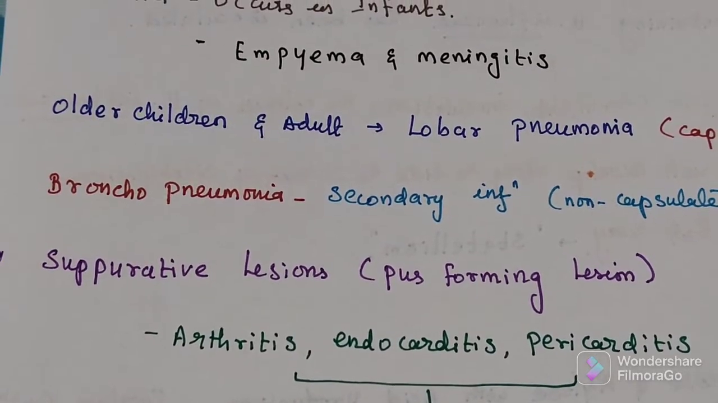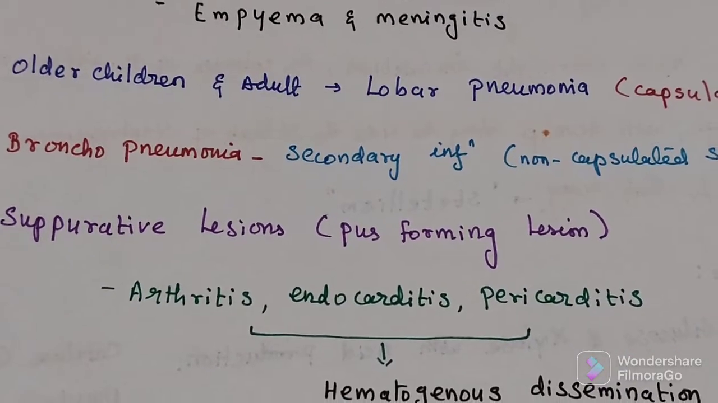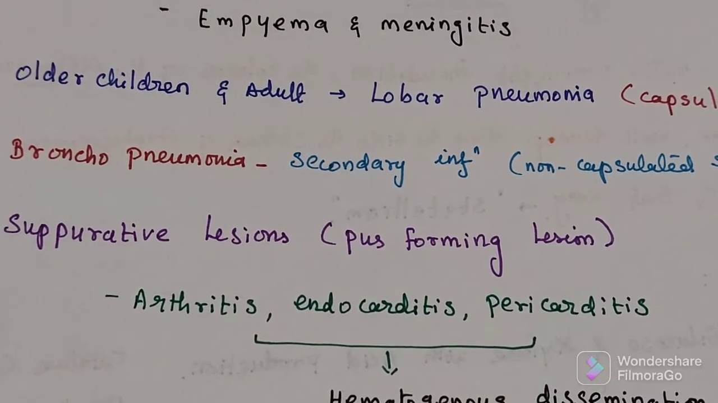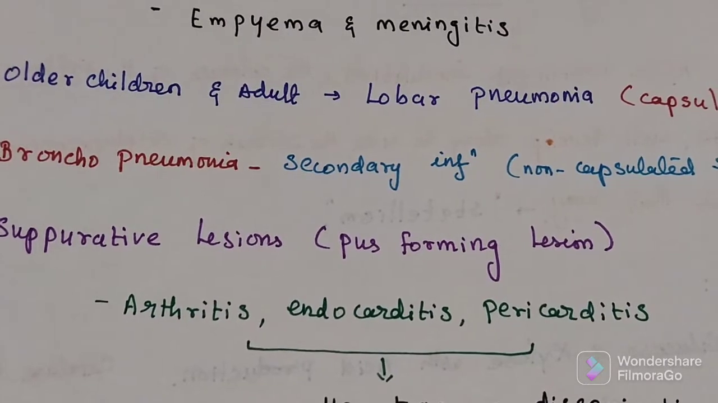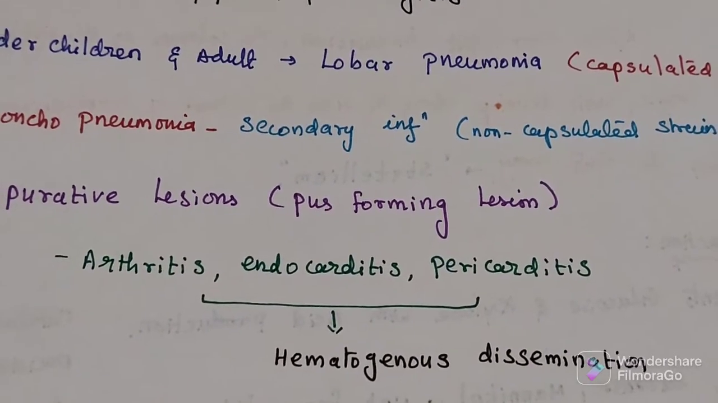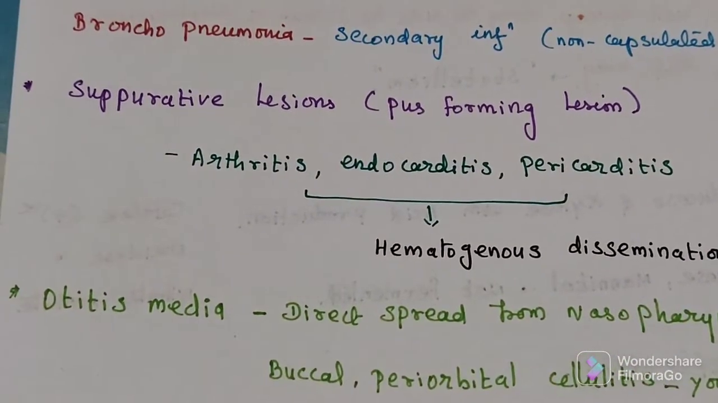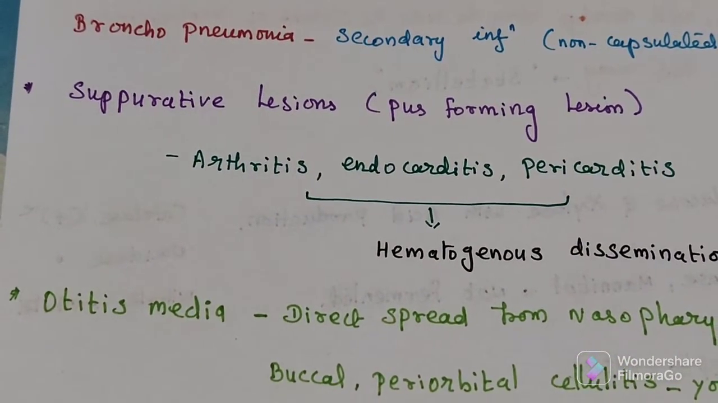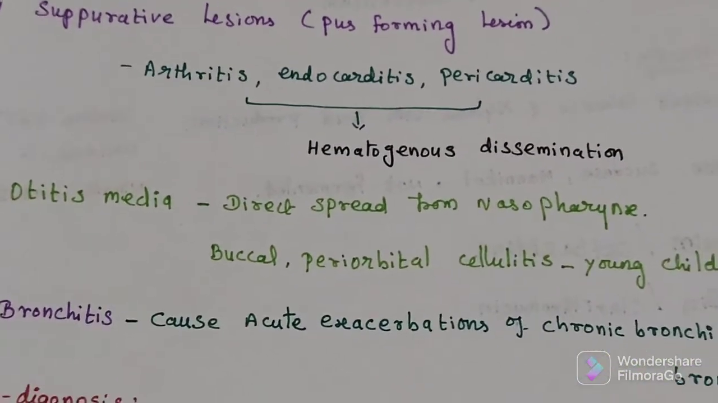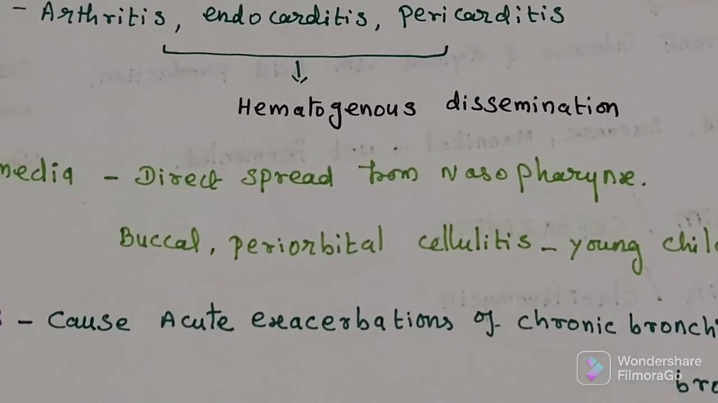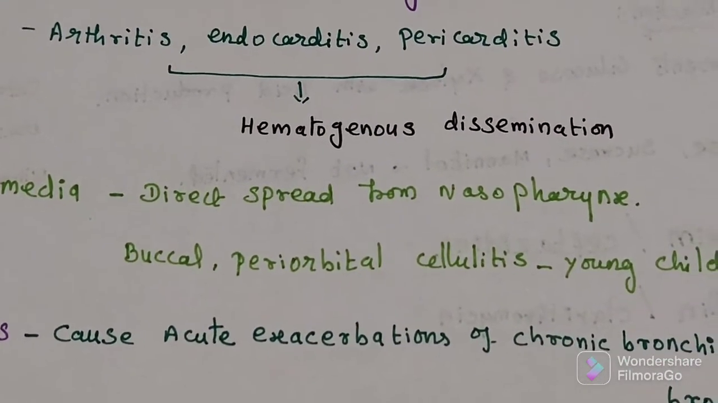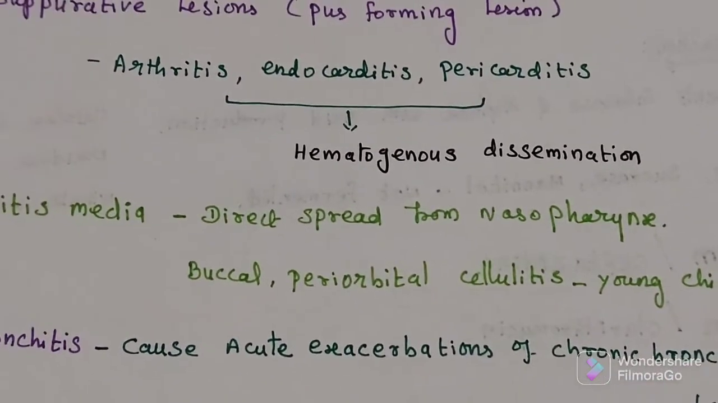Next is suppurative lesion. It is a focus-forming lesion, like arthritis, endocarditis and pericarditis. These result from hematogenous dissemination. Next, otitis media can occur by direct spread from the nasopharynx. And there is buccal periorbital cellulitis in young children.